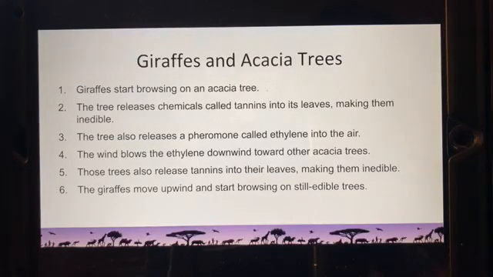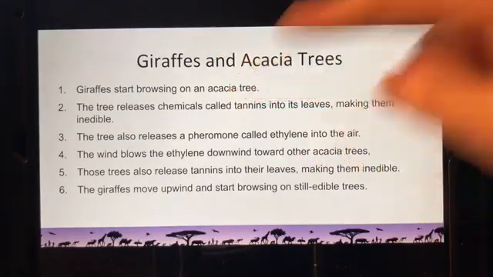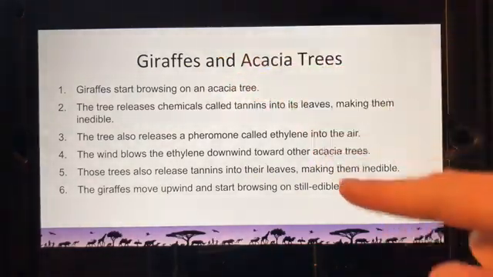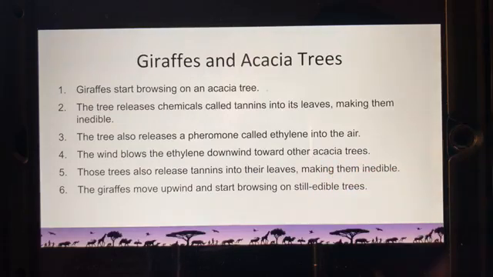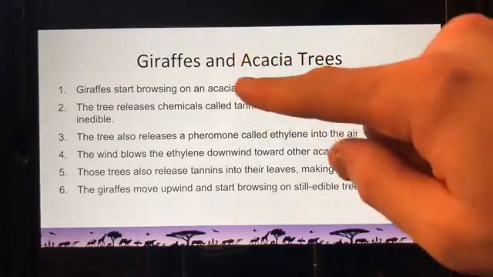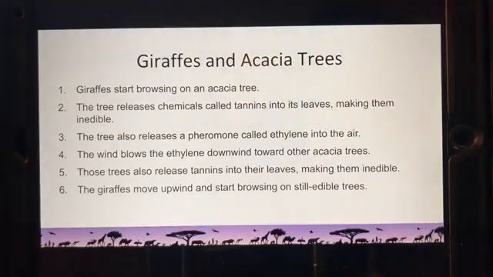And we can also think of this all as a cause and effect relationship, where there's an initial cause that the giraffes start browsing on a tree, and the final effect is that they have to move upwind to continue browsing. And if we combined all of these little causes and effects, we form what's called a chain reaction, which is like a link of chains, a link of causes and effects.